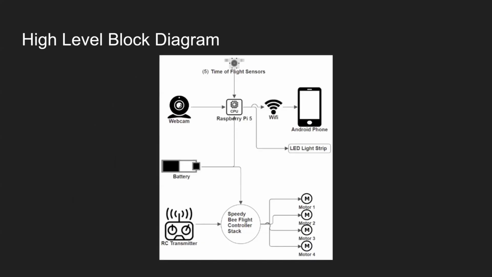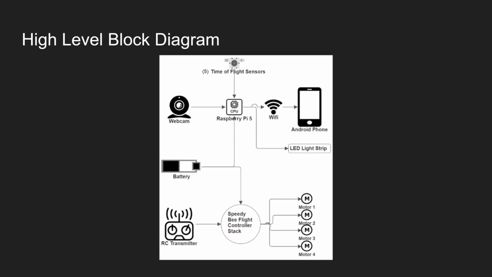Here is a high-level diagram of our system. At the top, we have a Raspberry Pi 5 that was connected with a webcam and 5 time-of-flight sensors. It took the data from those, as well as an LED strip for the headlight, and that data was sent to an Android app to be displayed to the user.